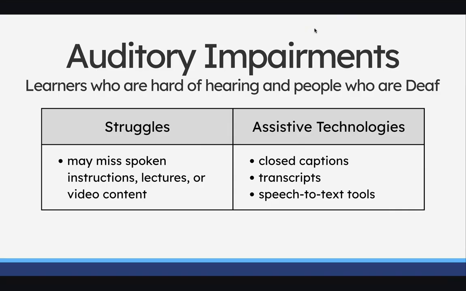Together, the table highlights how providing text-based alternatives ensures that spoken information is accessible to all learners. Assistive technologies such as captions benefit not only deaf learners, but also people in noisy environments, non-native speakers, and anyone who processes information better visually.